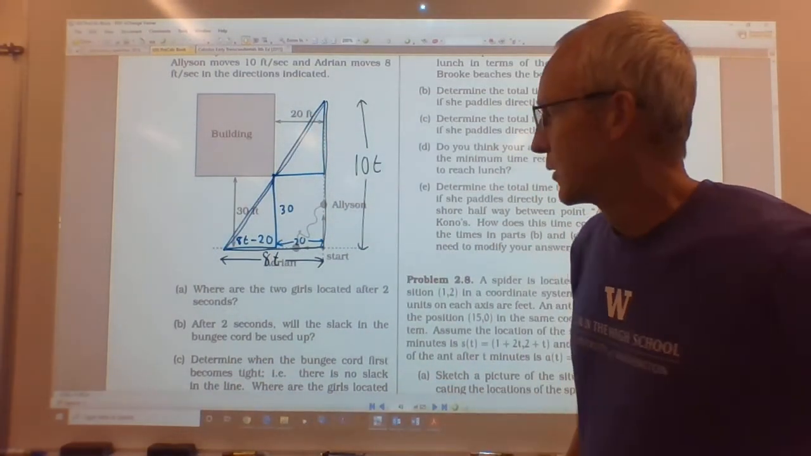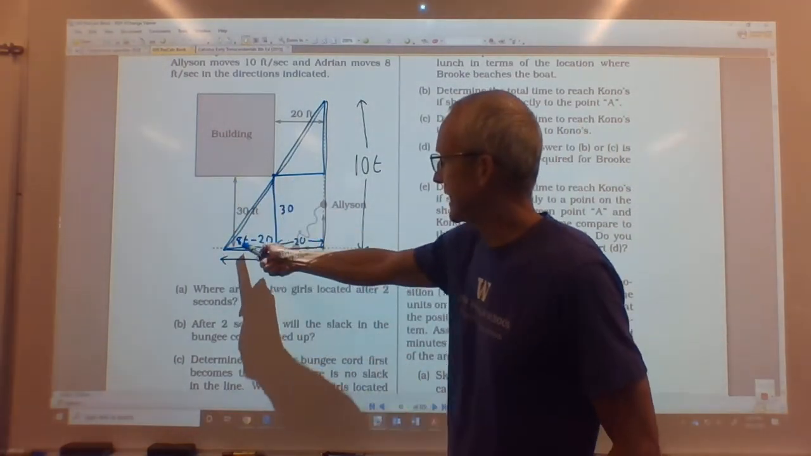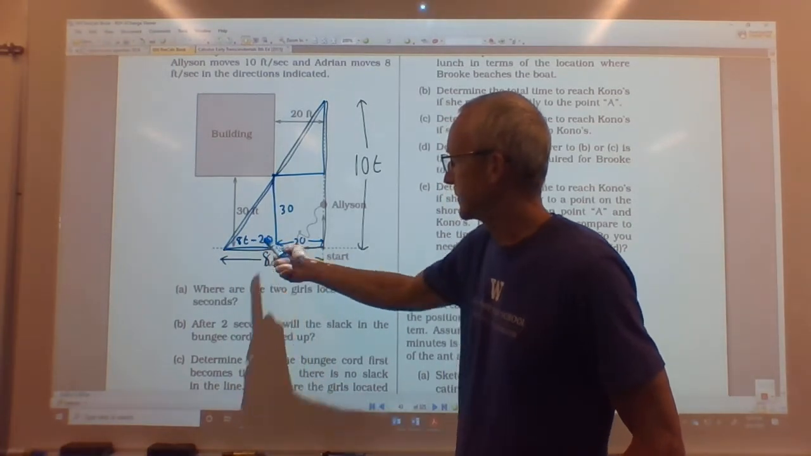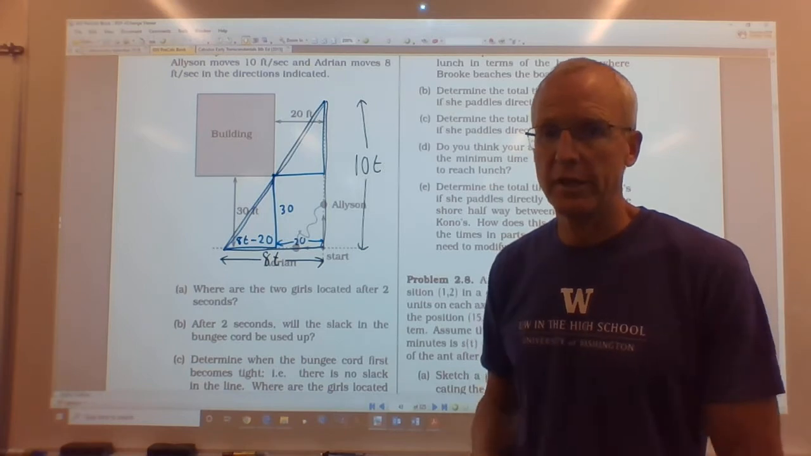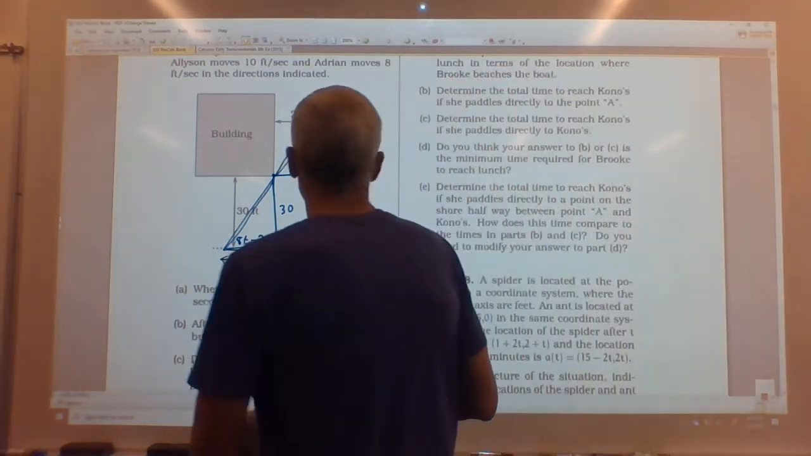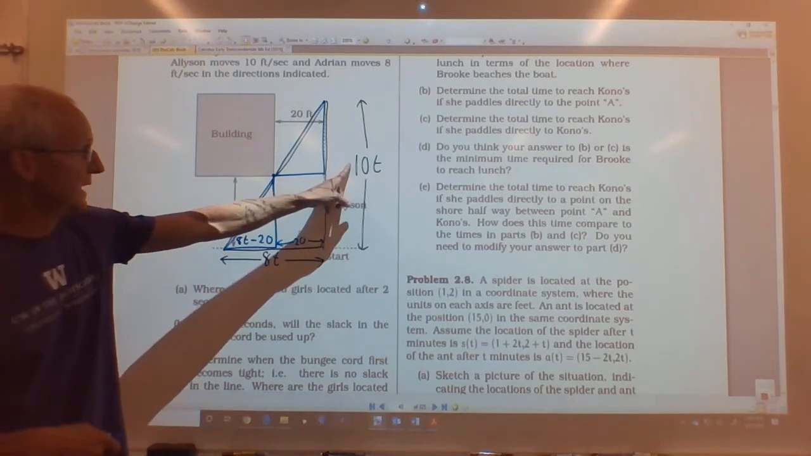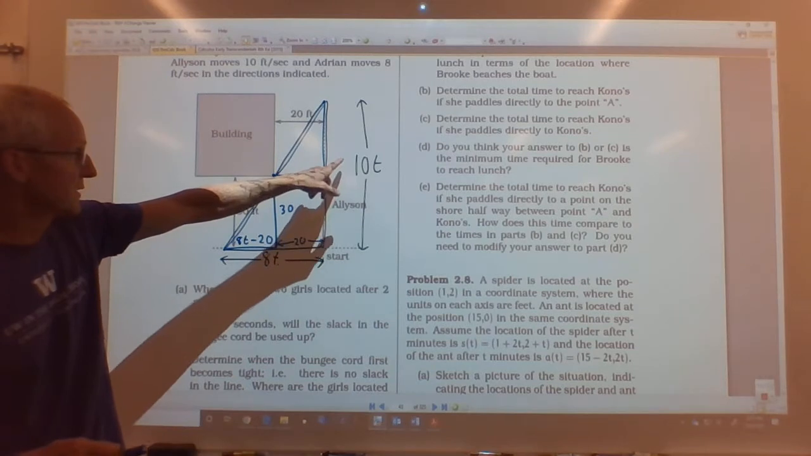We have to get the sides. This side's easy. We know it's 30. They tell us this side is all of it, 8t, minus this distance here, minus 20. Now we can set up a ratio using similar triangles. Doesn't matter which one we start with, but we have to keep them the same. So let's just start with this one. We could have gone the other way, 8t, but just chose this one.